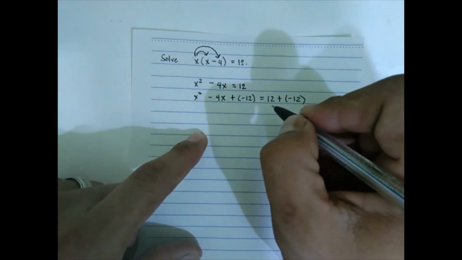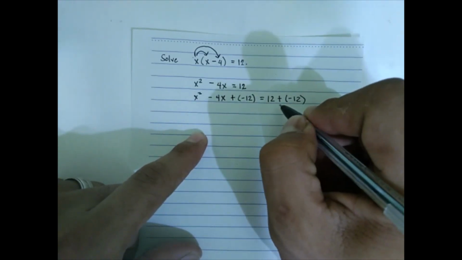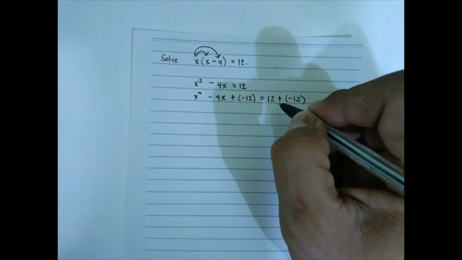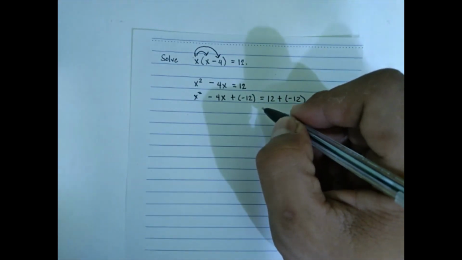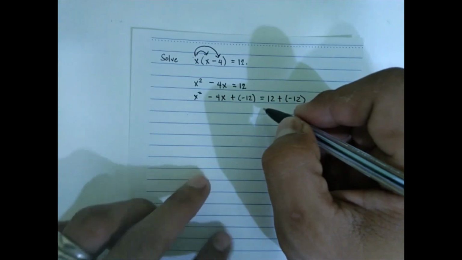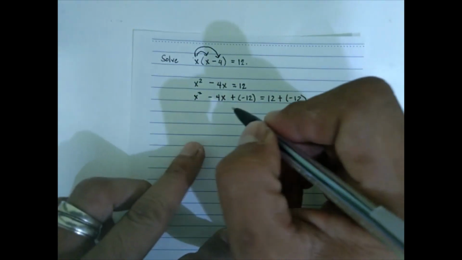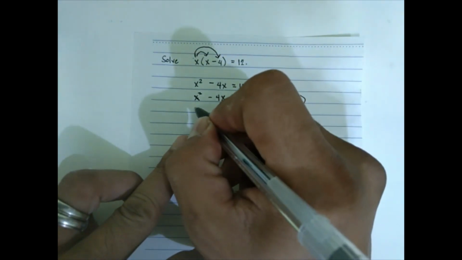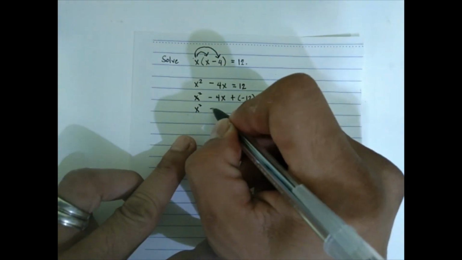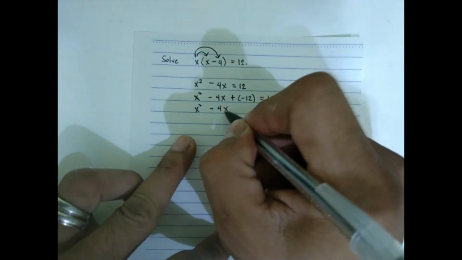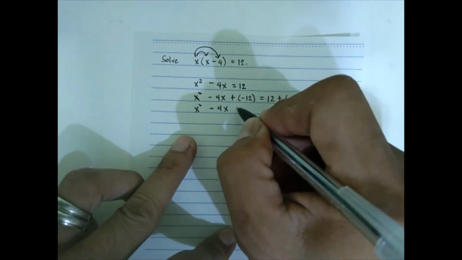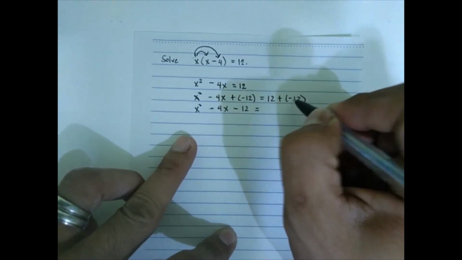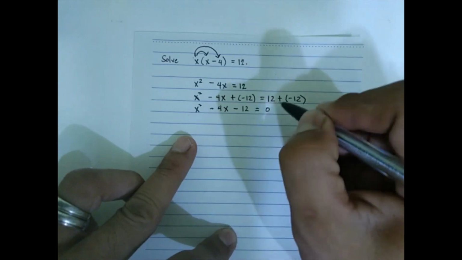Okay? So, kung matatandaan natin, kung ano yung in-add natin dun sa isang side ng equation is yun din ang i-add natin dun sa isa pang side ng equation para maging balance yung equation. Okay? So, perform natin yung operation. Simplify natin. So, we have x squared minus 4x. Then, positive times negative is negative 12. Then is equal to 12 plus negative 12 is 0.